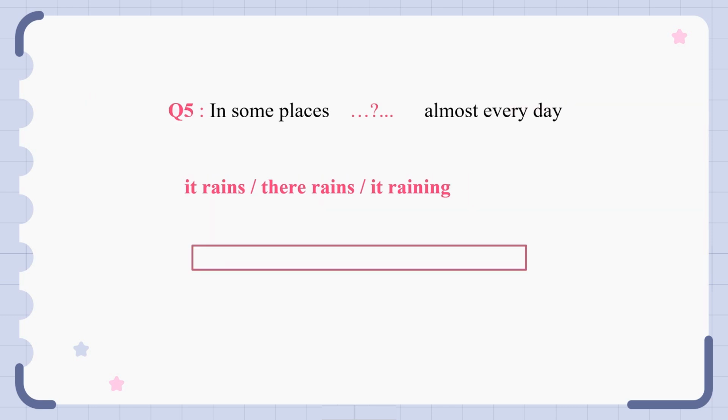Question number 5. In some places, almost every day. Should we say it rains, there rains, or it's raining? The answer is it rains. In some places, it rains almost every day. Every day is an indicator of habit, so we use simple present.